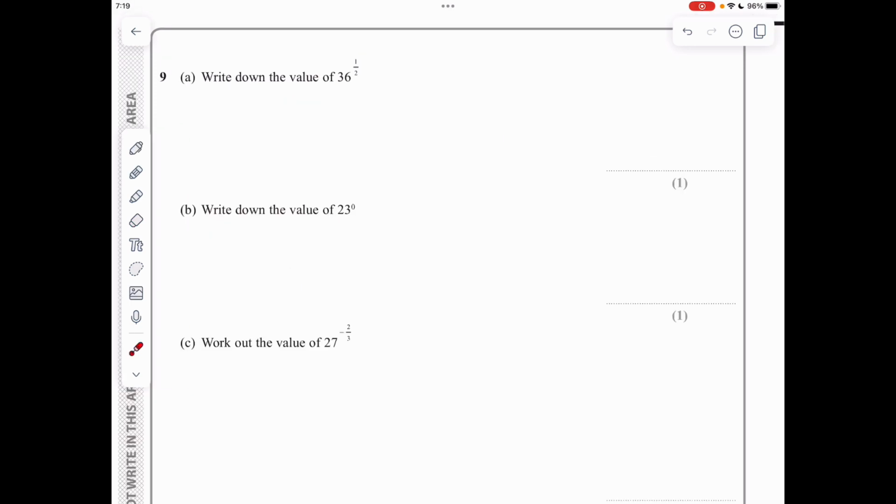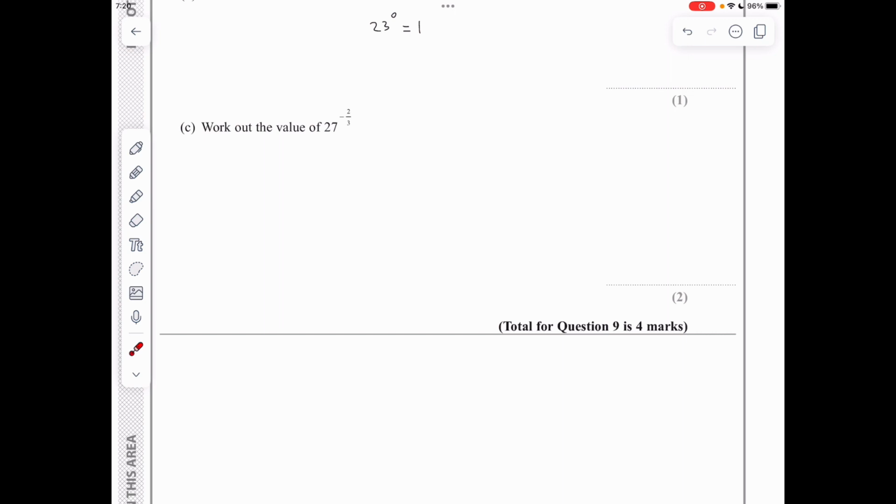In 9a, we need to write down the value of 36 to the power of a half. Well, we know that 36 to the power of a half is simply the square root of 36, which is just 6. In b, we need to write down the value of 23 to the power of 0. Well, anything to the power of 0 is always 1, so 23 to the 0 is 1.